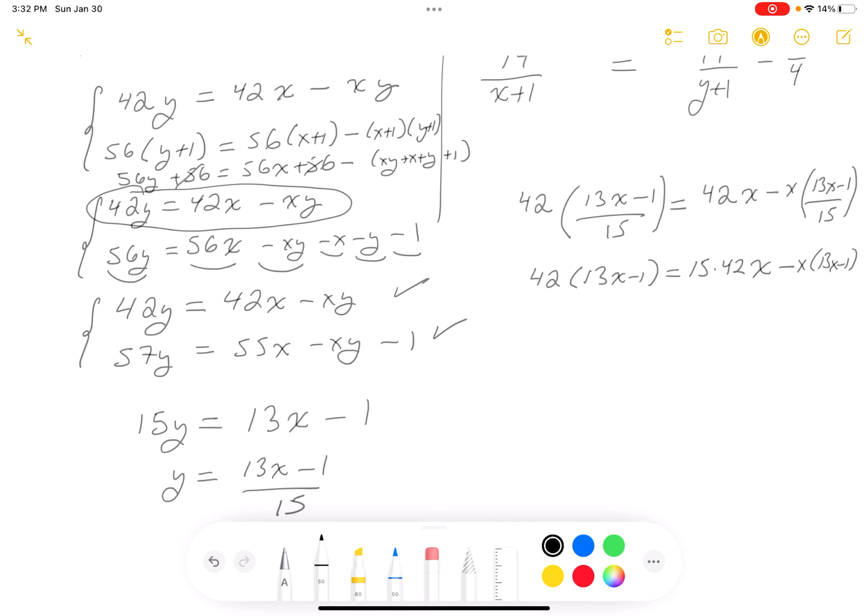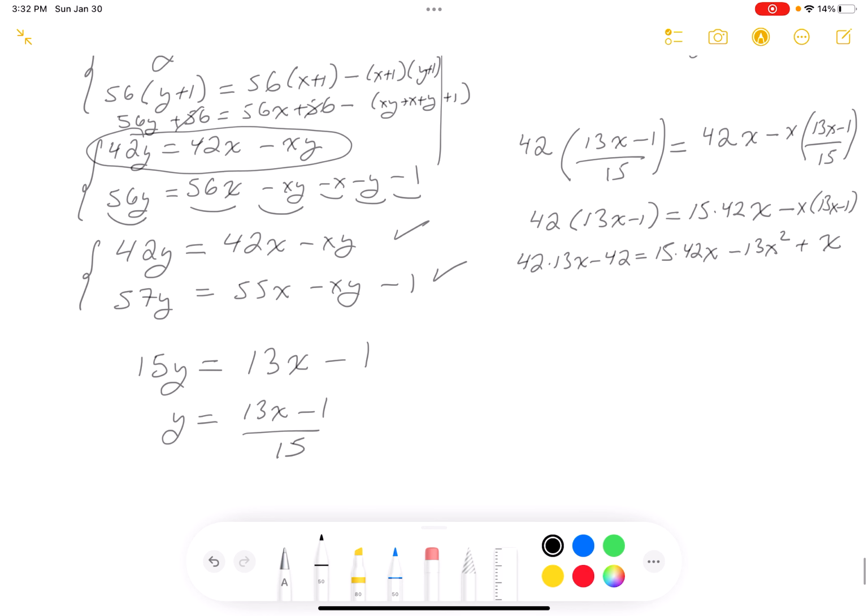Now I got some work to do. I'll write it down for you. So it's 42 times 13x minus 42 equals 15 times 42x. You notice I'm not doing any arithmetic up, by the way. Minus 13x squared plus x.